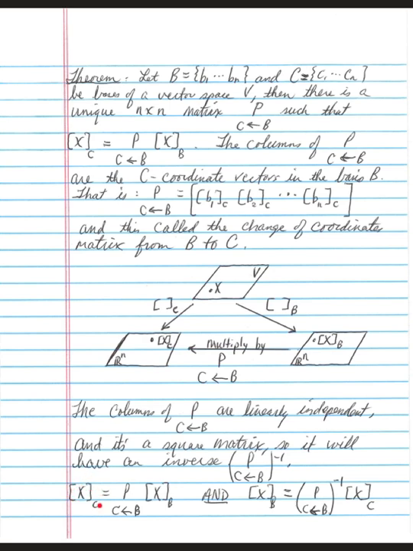The C coordinate vector is equal to your change of coordinates matrix times your B coordinate vector. And your B coordinate vector can be written as the change of coordinates matrix from B to C inverted times your C coordinate vector.